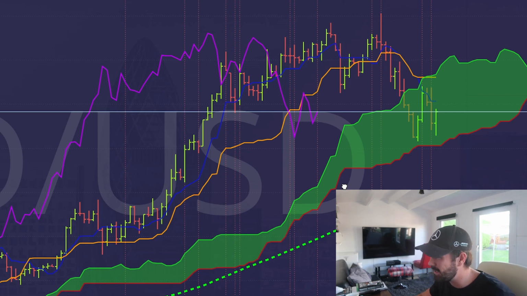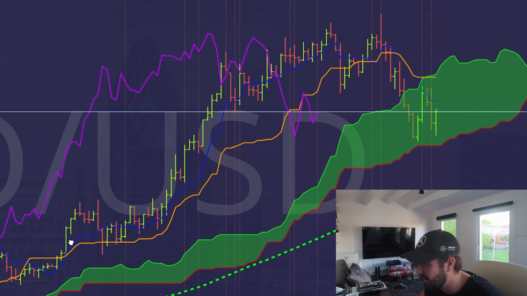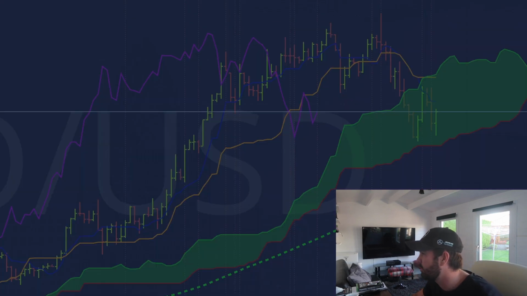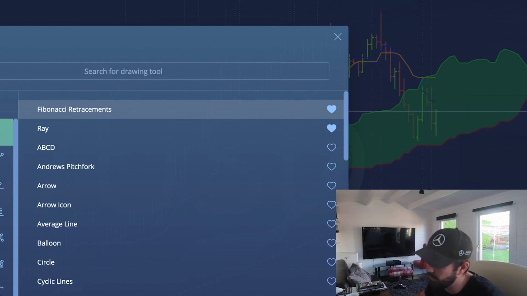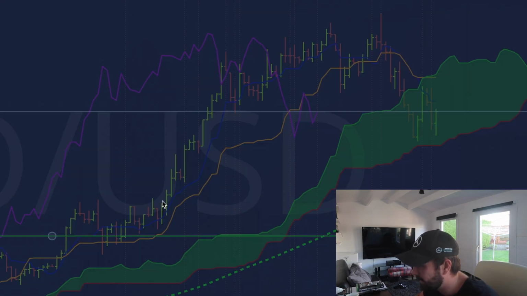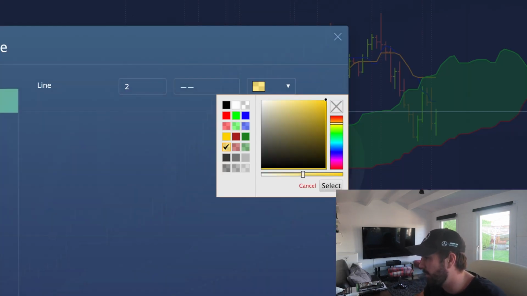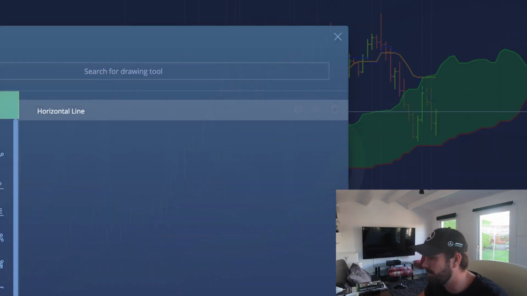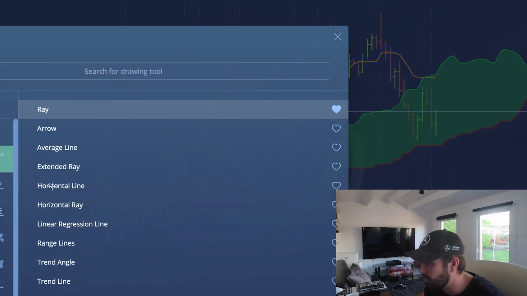So as you can see here, AUD USD is for a long position, because the price here is above the cloud, the blue line has crossed the orange line, and also the purple line is above price action as well. So let me just draw this with horizontal lines, like I do before. And it should make a lot more sense. So really, if I was gonna play it safe, which you should do, I'm gonna change this to a yellow for entry. Let's do another one for stop loss.